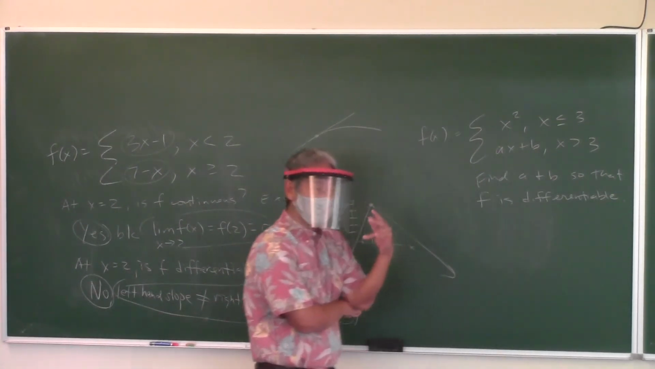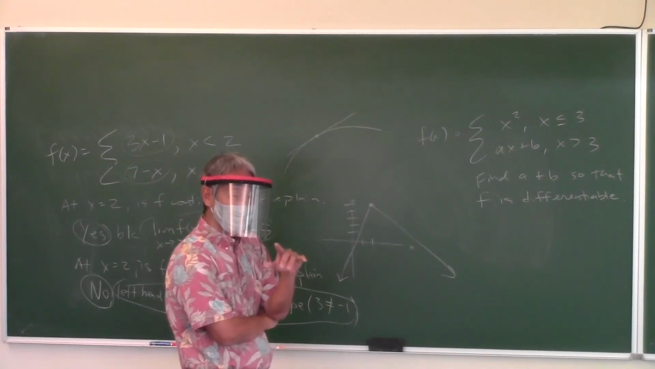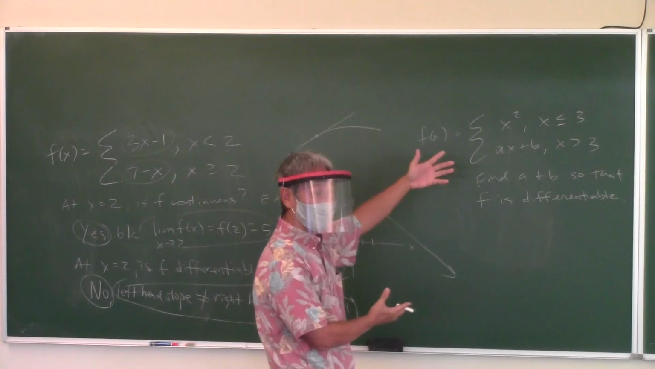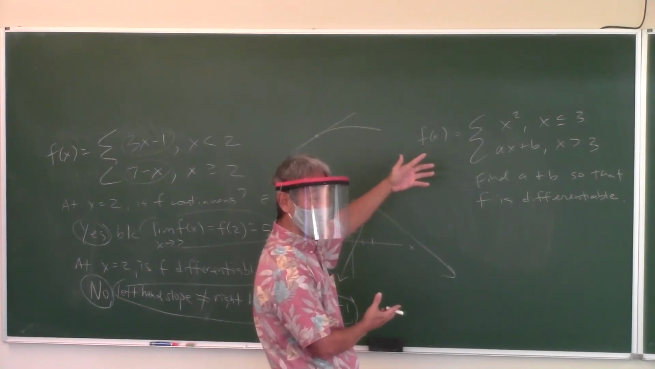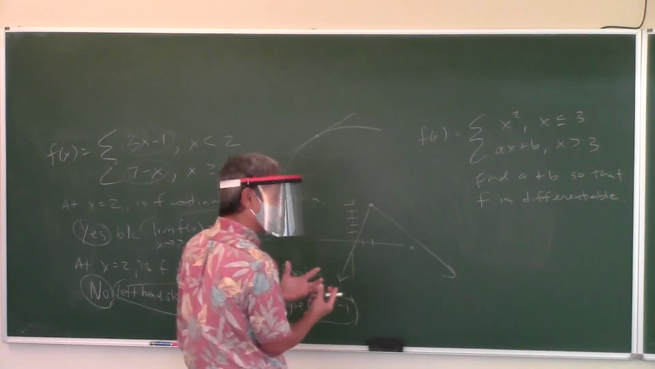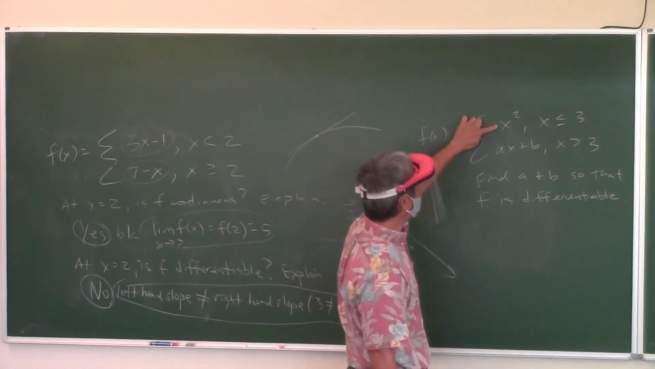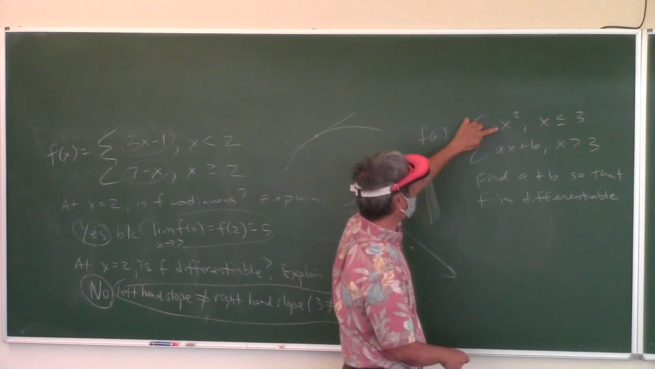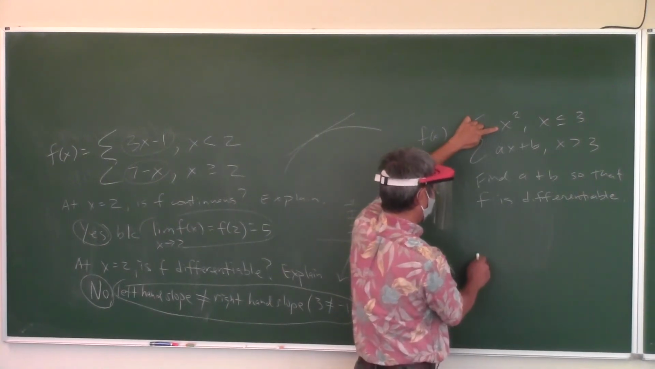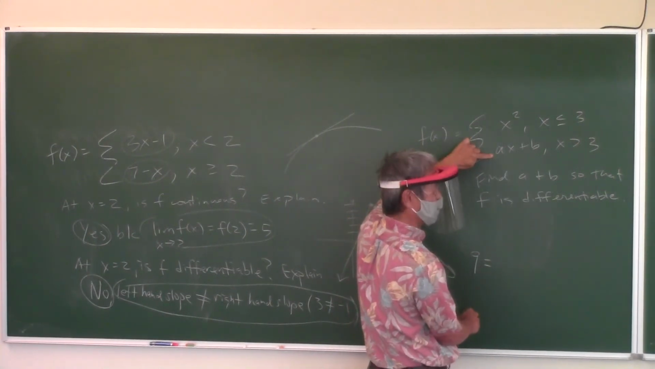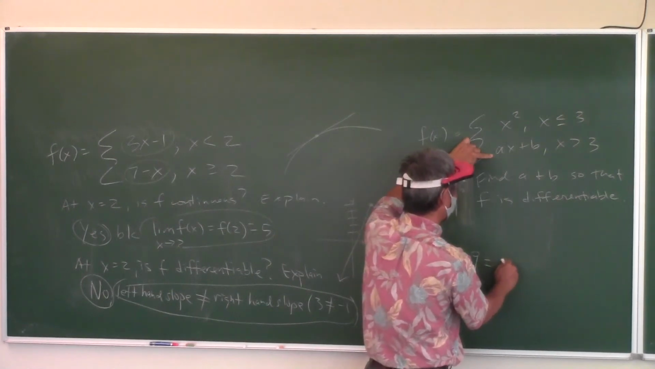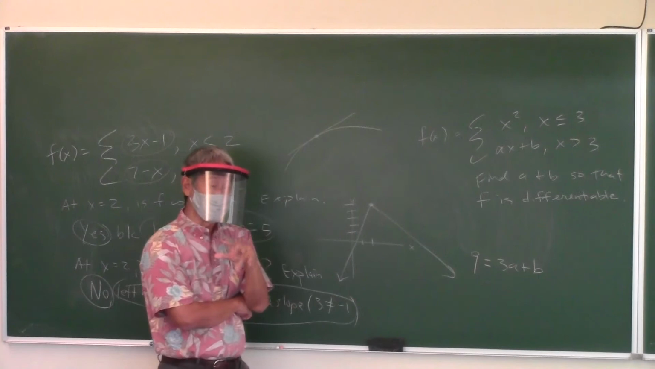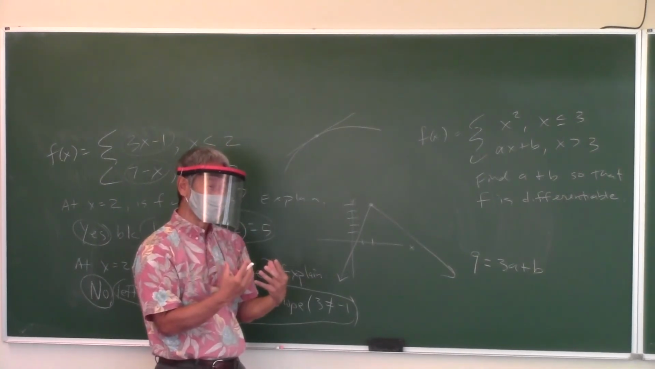Okay, what does differentiable mean again? Continuous and smooth. So what will make this continuous? In fact, you did that on today's quiz, right? What has to happen if a function is continuous? If you plug 3 in here and 3 in there, you gotta get the same number. So what happens when you plug in 3? 9. 3a plus b. Okay, that's to make the function continuous, but how do you make it smooth?